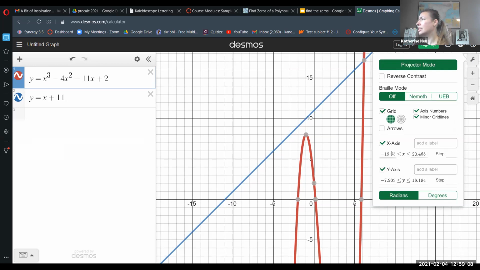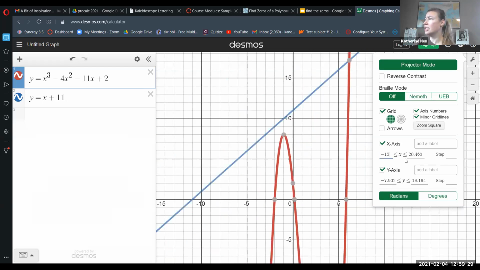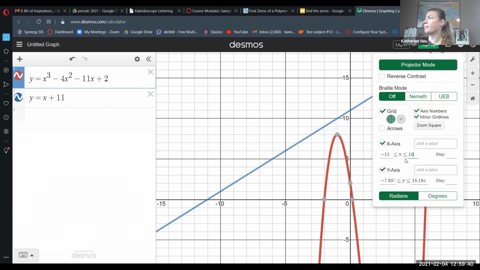And then sometimes I like to set this. So like my x-axis, I need to see this out here. I need to see this -11, but I don't need this to go all the way to 20. So you could set this to whatever you want so that you can see it better. So let's say it's -15. And then my highest value, I wonder if I can hit tab, yes. Then maybe I'm just going to go to 10 or something like that, okay?